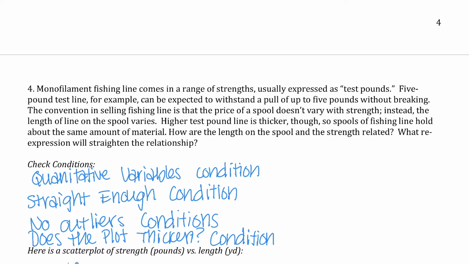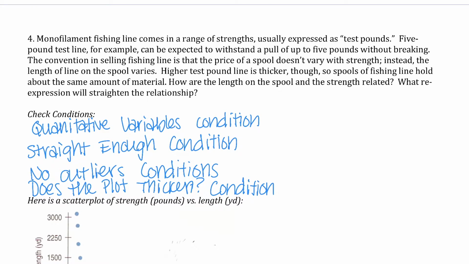Okay? So if we're talking about the relationship between two variables, we're probably thinking about creating a linear model if they're quantitative variables. And so we want to check conditions to be able to do that. Do we have two quantitative variables? Yeah, we do. Right? We have length in yards and we have strength in pounds. So this condition passes.